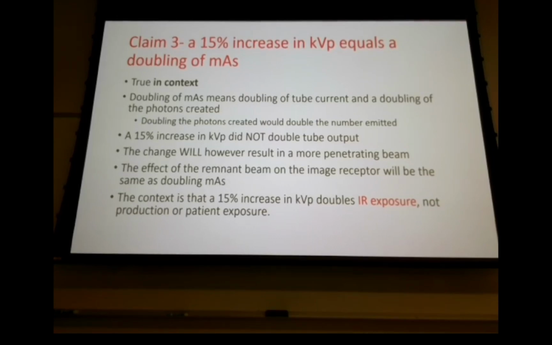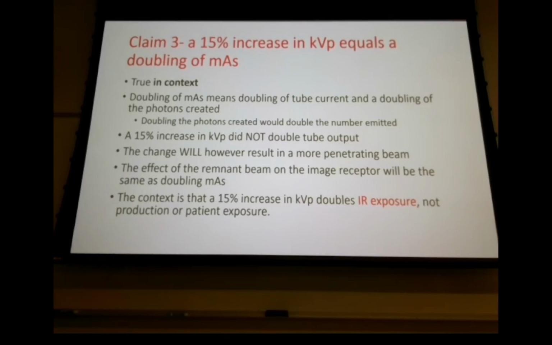So if we double the number that we created, then we would double the number emitted from the X-ray tube, and that's mass. But with kVp, as we increase kVp, we get, with a 15% change in kVp, about a 30% increase in output from the X-ray tube. So a 15% increase in kVp did not double tube output, it only increased it by about 30%. The change will, however, result in a more penetrating X-ray beam.